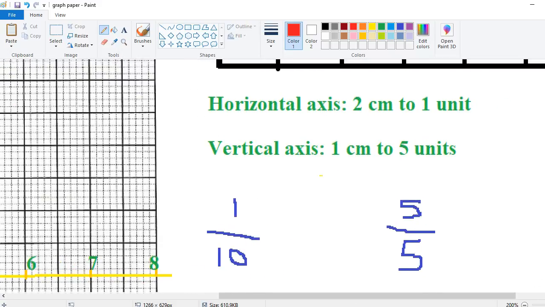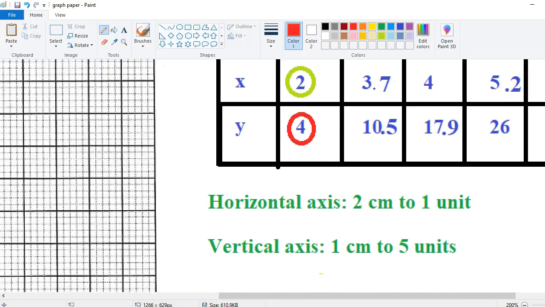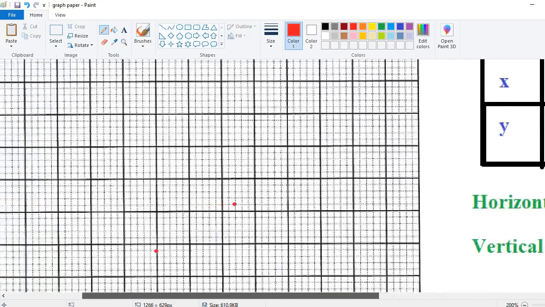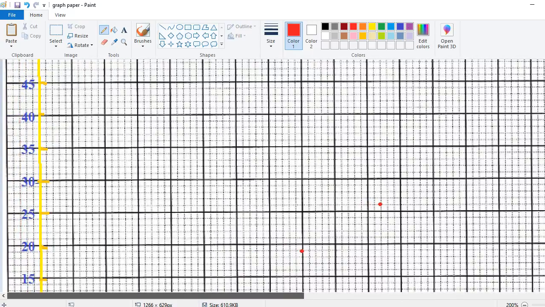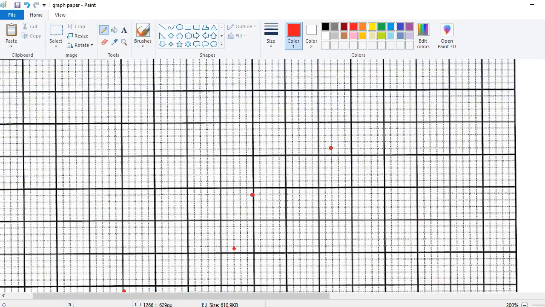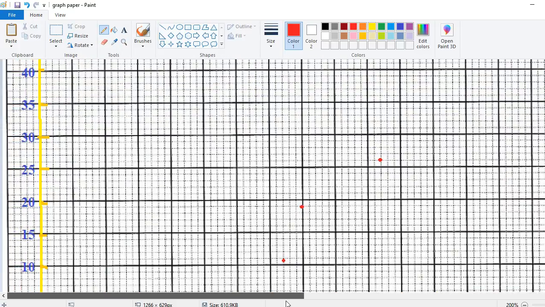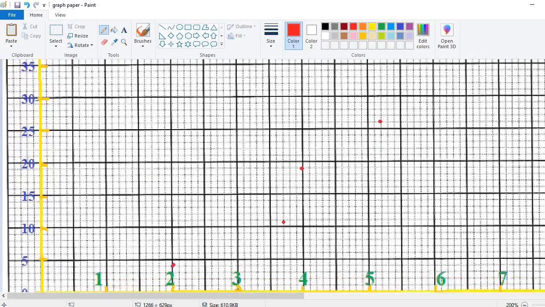Now the next point we're going to plot is 6 and 37. So 6 and 37, all right? 6 would be along this line coming up right here. And we're looking for 37. So here's 6. And 37, here's 35, so it'd be 36, 37. So 37 would be right there, right?